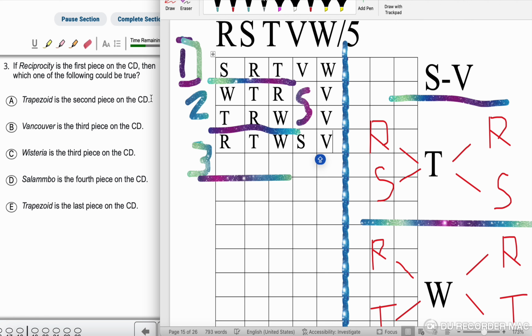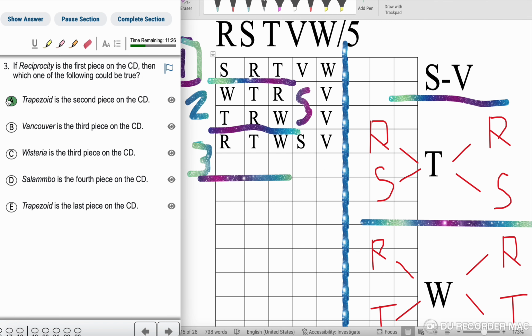Let's see if this is okay right now. In this world, T is in the second. We see that to be true. V is in the third. We don't see that. W is in the third. We do see that. S is in the fourth. We see that as well. T is the last piece. We don't see that. So I have A, C, and D where it works out.